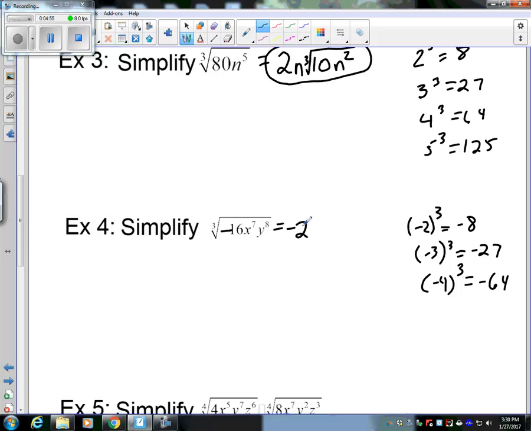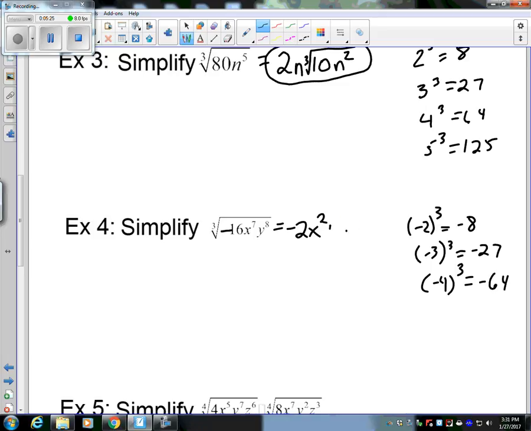And we have x to the 7th, cube root of that. You can simplify down to x squared. So that's 2 groups of 3 out of the 7. And how many groups of 3 can I make out of y to the 8th? There's 2 more there. That's y. So let's get y in here.